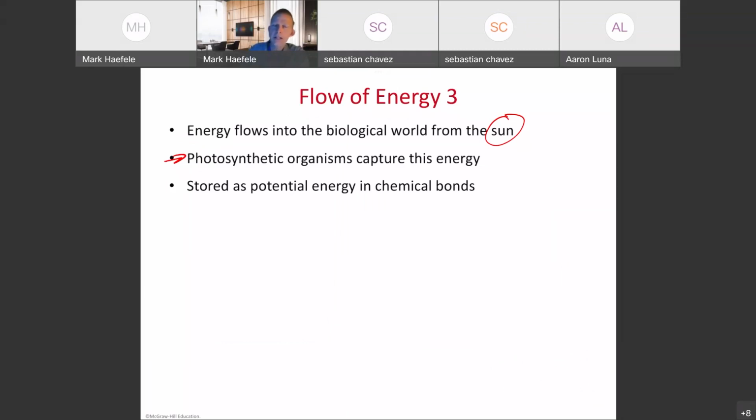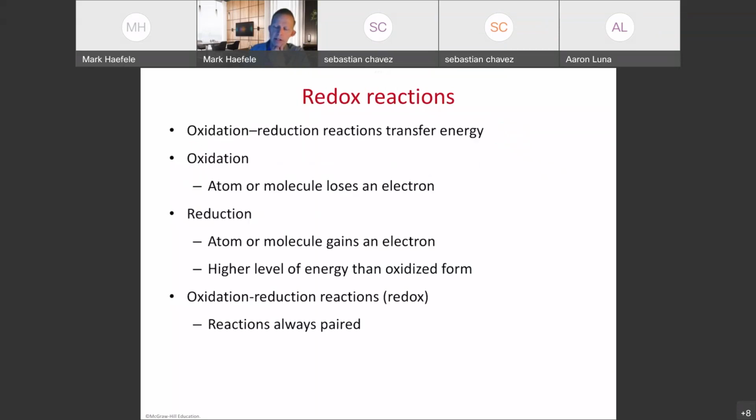Essentially, you're taking sunlight, which is a form of kinetic energy, and bundling it up into chemical bonds, which is a form of potential energy. And it's that potential energy in chemical bonds that we want to get a hold of and be able to use for our biological processes.